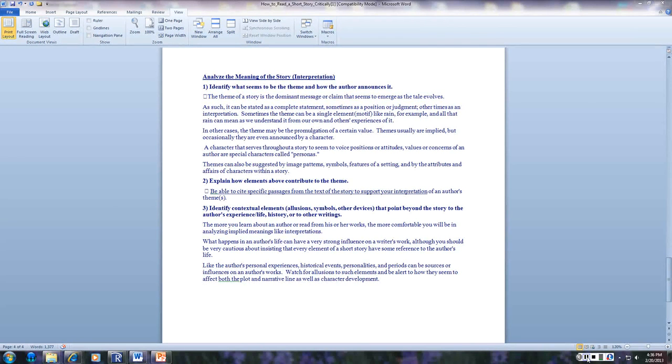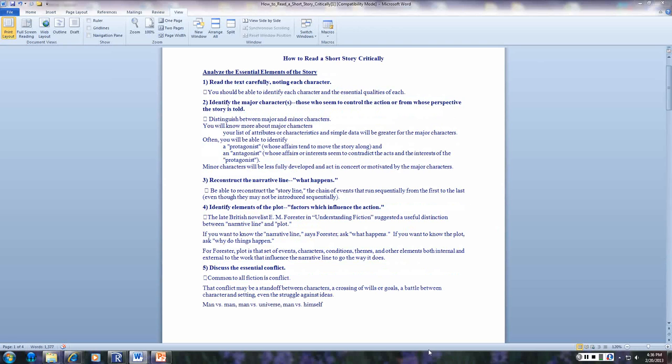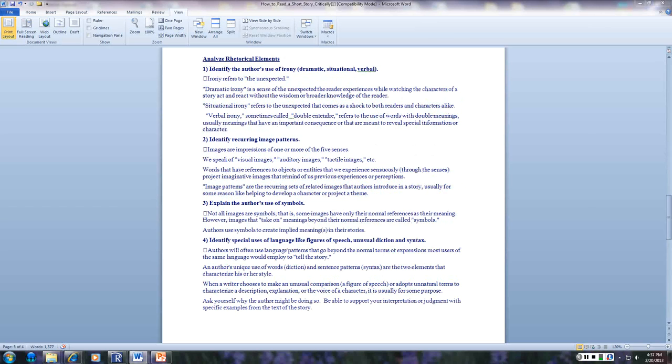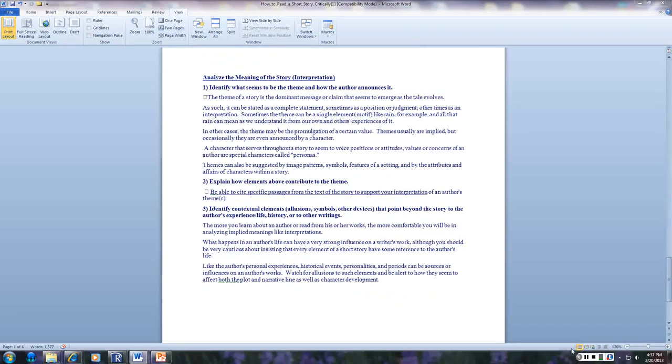These are the things that we look for when we read a story to find meaning from it. We identify the essential elements, the characters, the narrative line, the plot, and the conflict. We look at the point of view, the use of time, the use of setting, and the perspective. Close up, far away. We look at rhetorical elements, images, symbols, figures of speech, allusions, irony. And taken together, looking at the story carefully, we find meaning in the story.